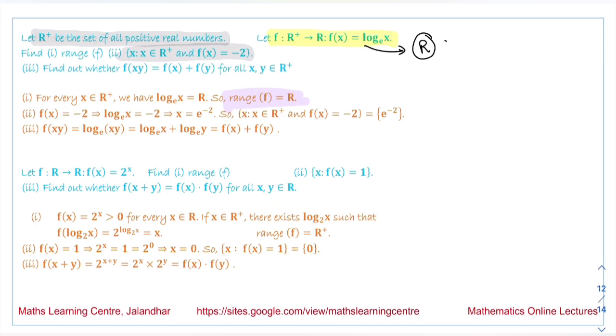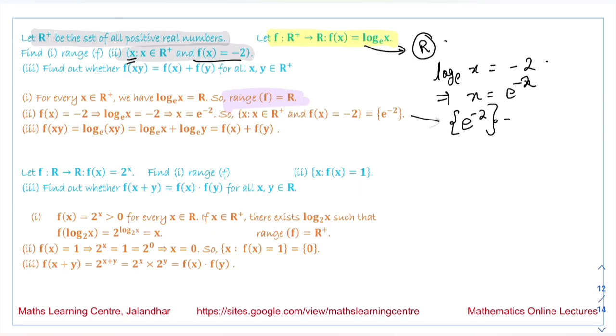So we are saying the range of this function is equal to R. Next we have to calculate the value of x for which log e of x is equal to minus 2. So we are saying that the value of x that we will have is equal to e raised to the power minus 2. So we have to write the set of elements x such that f x is equal to minus 2. So the answer is the set containing the element e raised to the power minus 2.